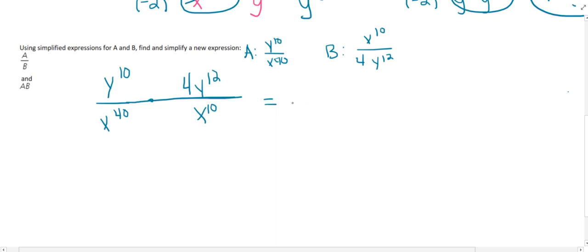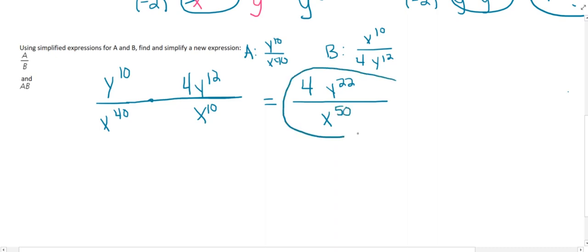And then let's see, I've got just one number, and that's a 4 in the numerator. Then I've got a y to the 10th and the y to the 12th, both in the numerator, so those are next to each other, which means I'm going to add the exponents. Sorry about my dog there. Okay, so adding these y's is going to give us y to the 10 plus 12, 22. And then in the denominator, same thing, they're right next to each other, so I'm going to add the 40 plus 10, and that's going to give me a 50. So that's my first expression, 4y to the 22 over x to the 50.